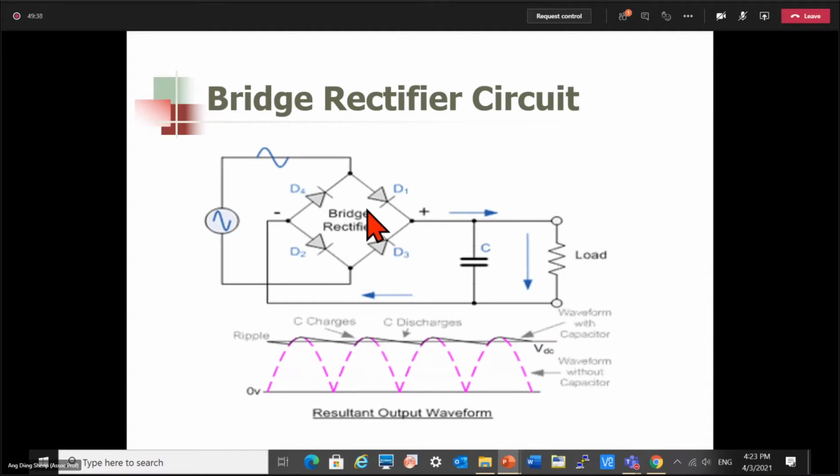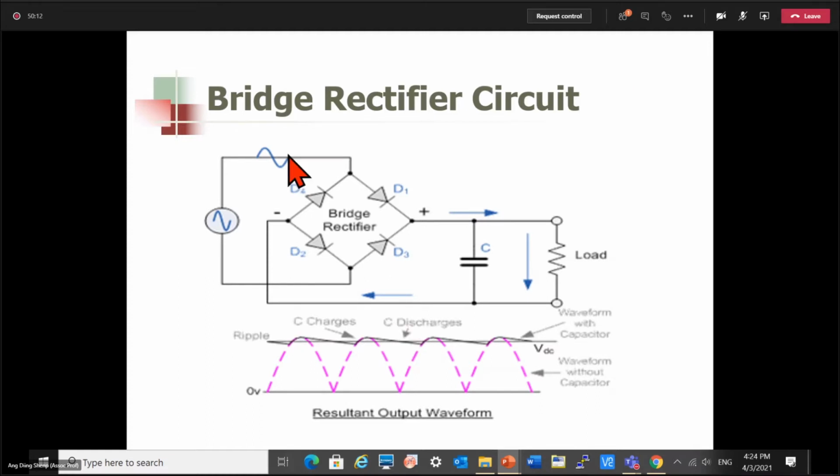When the AC voltage starts to fall below the voltage at the capacitor, the capacitor will discharge and sustain the current flow in the rest of the circuit. If the capacitance is large enough, then the voltage fluctuation can be minimized like this, through the use of a capacitor.